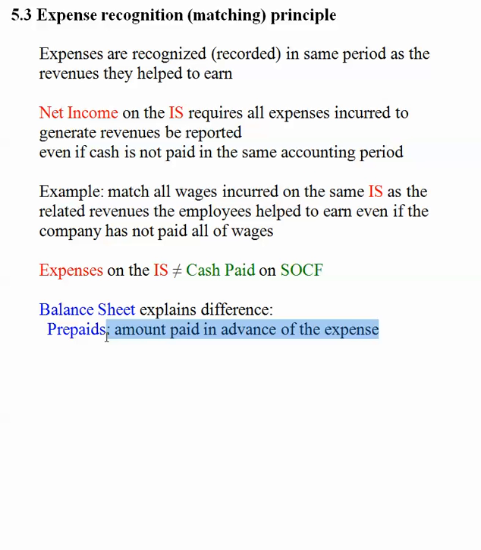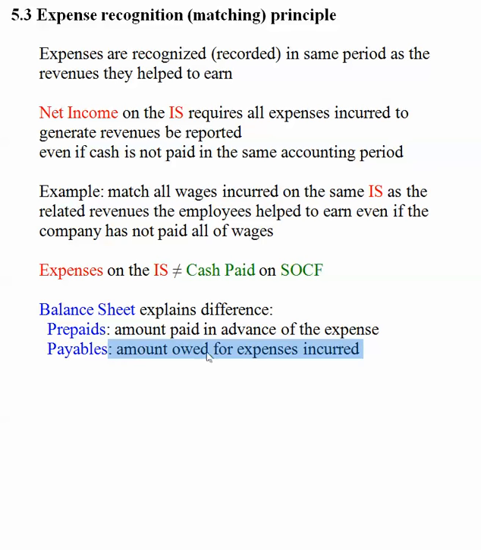Rent is a good example where if you pay for months of rent in advance, you haven't even gotten the service yet, so you shouldn't, just because you paid for that rent, be expensing it. Your net income would be misrepresented then. The other thing that can happen is that you might have expenses first. In other words, you might get the service first and not pay the cash until later. The balance sheet will have payables, which are liabilities on the books to show the amount that you've incurred but not yet paid.